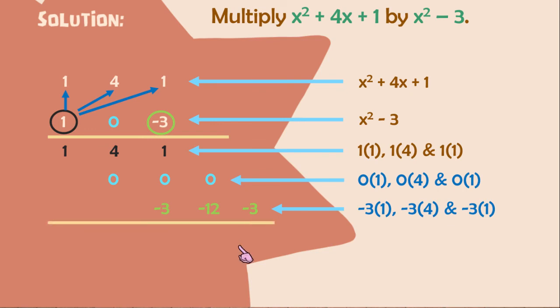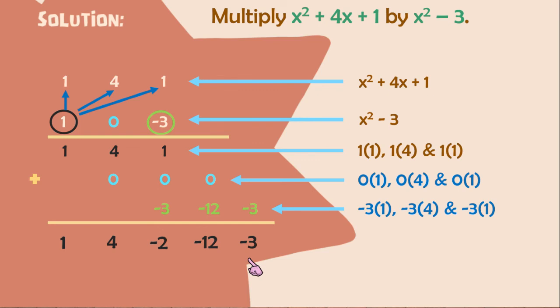And then again, we add the values. So bring down 1. 4 plus 0 is just 4. 1 plus negative 3, that is negative 2. 0 plus negative 12 is negative 12. And then bring down negative 3.